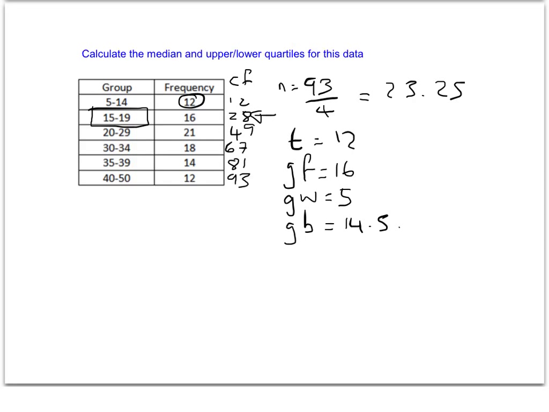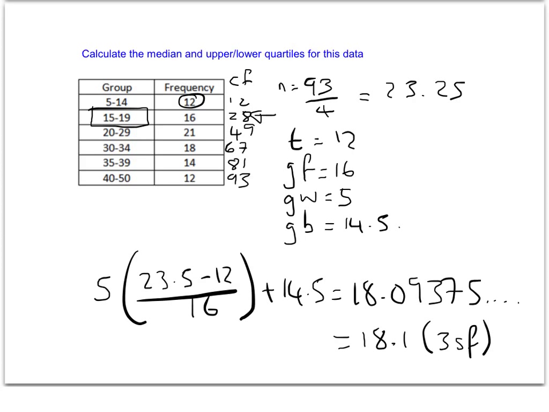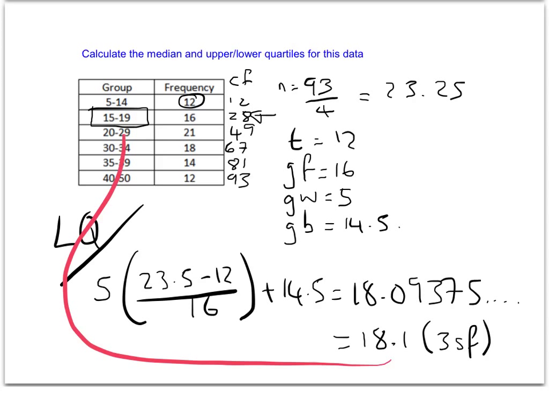Sticking everything in the formula, that gives us 5 lots of 23.25 minus 12 over 16, add the bottom, 14.5, is 18.09375. Full calculator display first, and then 3 significant figures. That's the lower quartile. Obviously, 18.1 is in the group 15 to 19, so that's a good sign.